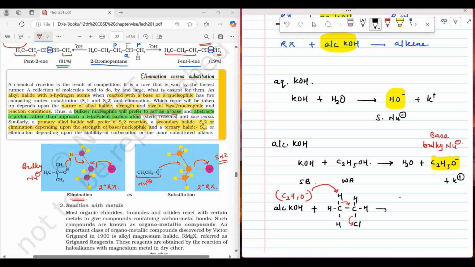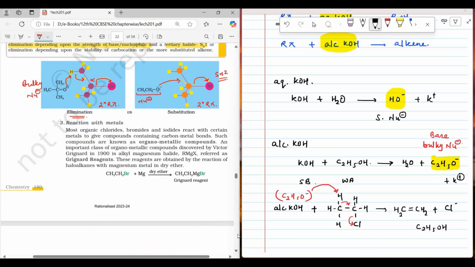And as a result, we will get alkene, CH2 double bond CH2, and Cl is removed in the form of Cl negative ion. C2H5O negative ion abstracts H plus from the molecule. It will result in the formation of C2H5OH. So ethanol is produced. In the next video, we will discuss reaction with metals.